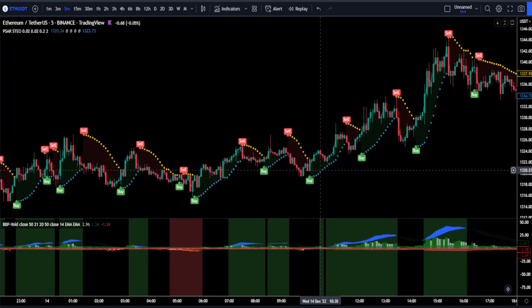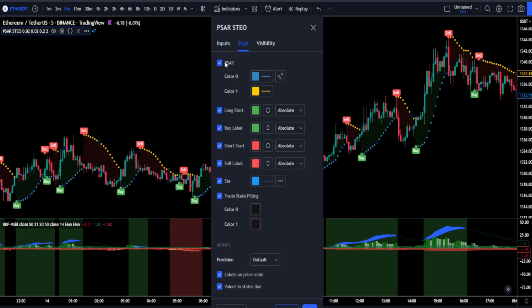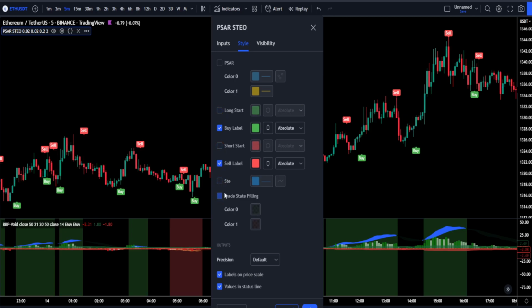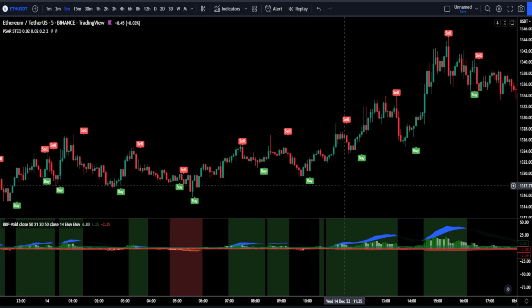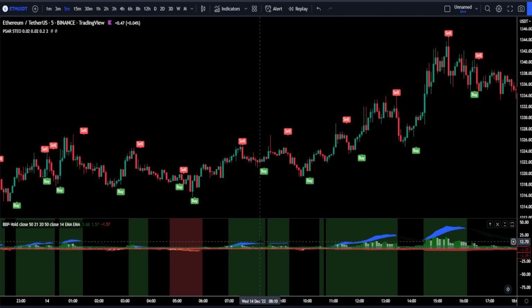We are going to need to make a few changes to this, so if we double click on it and remove our PSAR long start, short start, STE, and trade state filling. In our input section, we're just going to leave everything on default. This indicator will simply give us buy or sell signals, and the BBP void will filter out the bad ones.